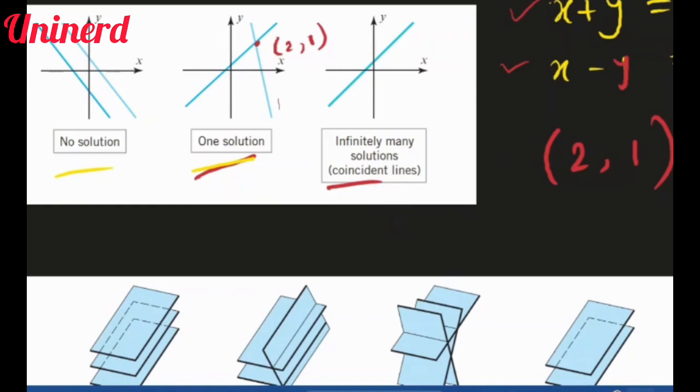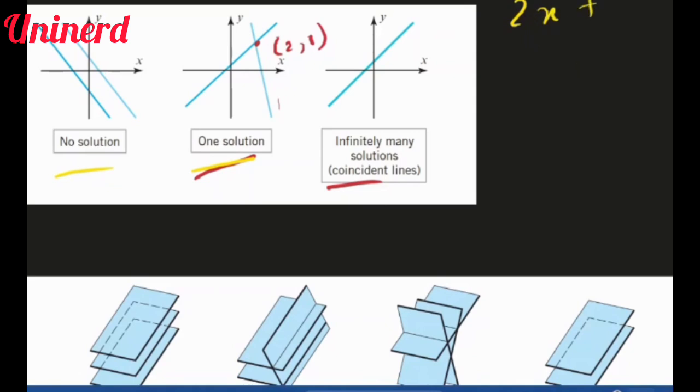For example, if we have the equation 2x plus 4y equals 8, and then x plus 2y equals 4, if we look at it very carefully, you can see that this system has infinitely many solutions.